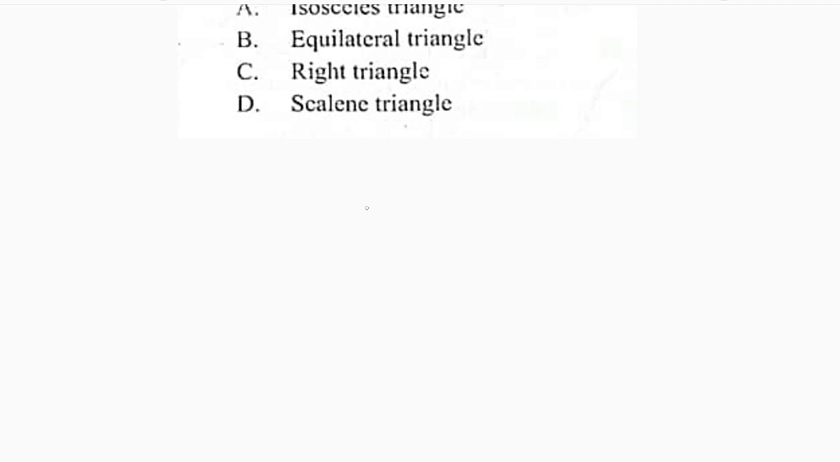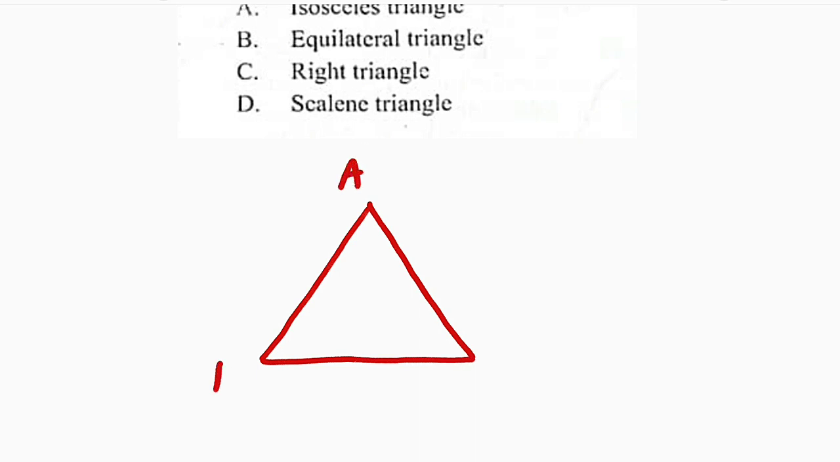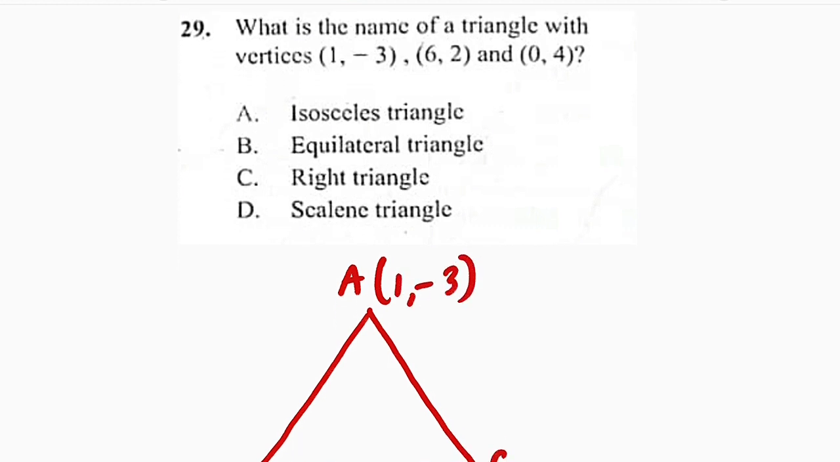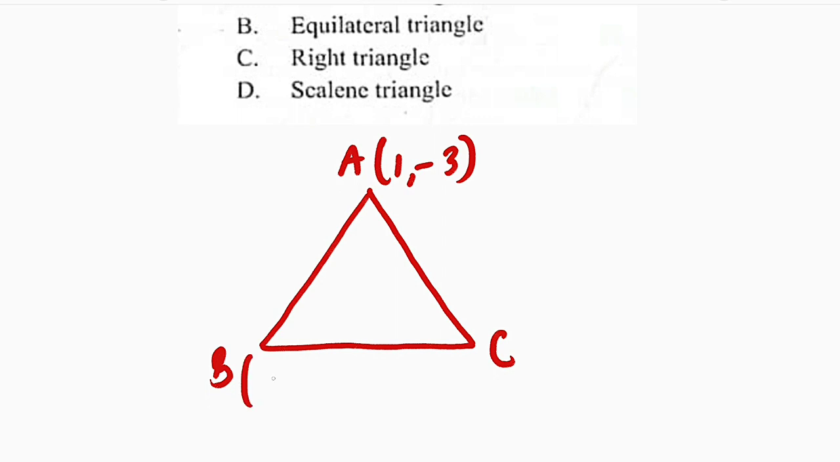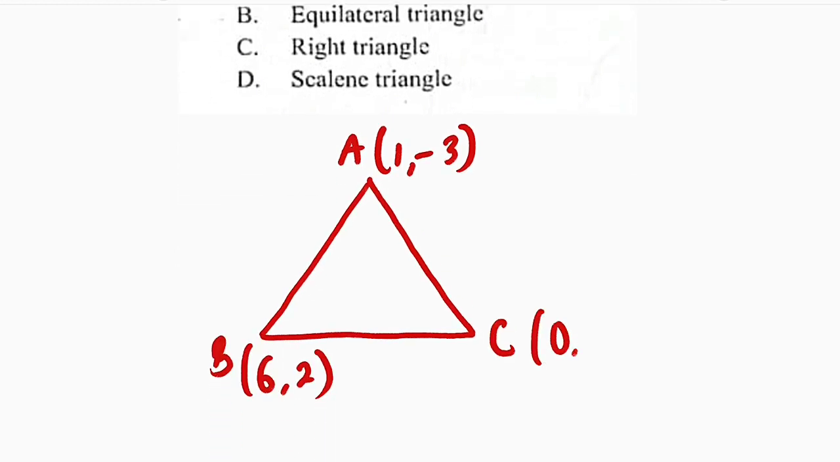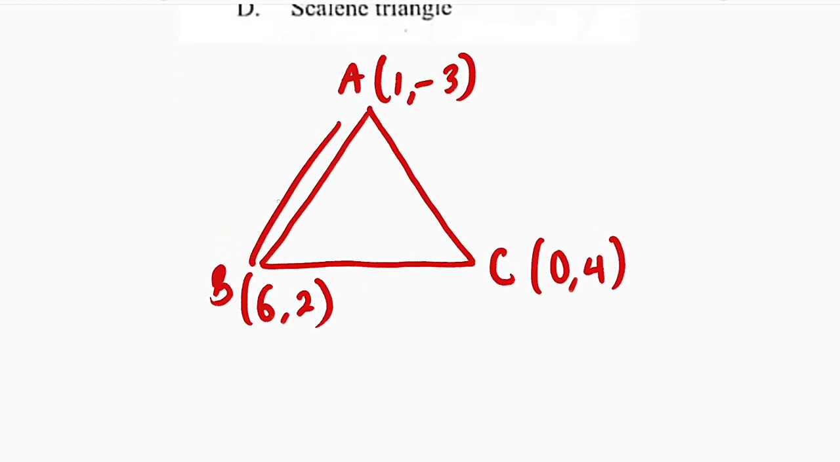First of all, let us sketch it. Suppose we have a triangle like this. Let us label it as A, B, and C. Then let's assume this is vertex (1, -3), then this one (6, 2), and lastly (0, 4). How do we find distance? Let's find the distance between A and B.